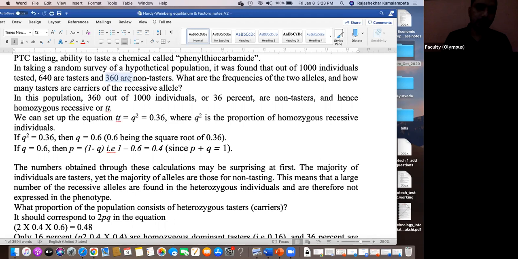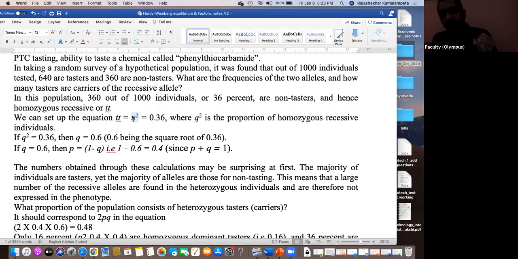And for non-tasters, what are we given? 360 are non-tasters. Correct? So 360 out of 1,000. If you divide 360 by 1,000, it is 0.36. And 360 refers to what? Non-tasters. And we know that non-tasters should be small t combinations. Correct? So small t is equal to 0.36, which is nothing but the q square as per the Hardy-Weinberg law.